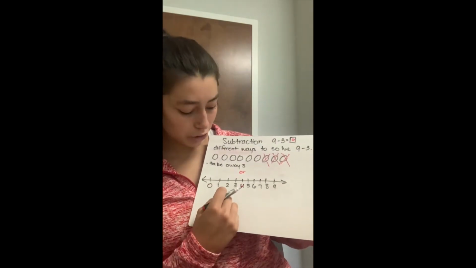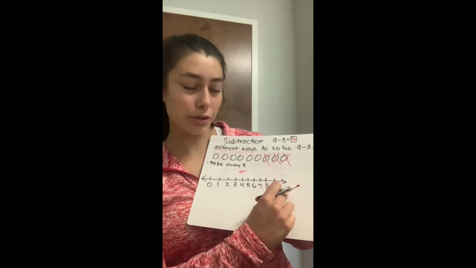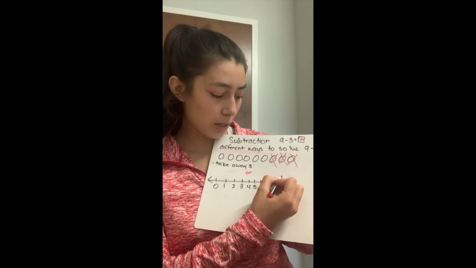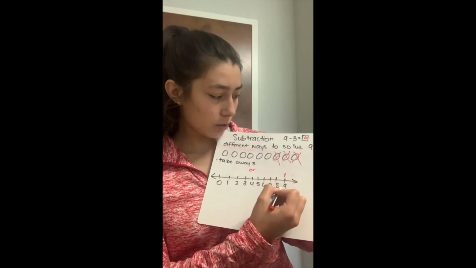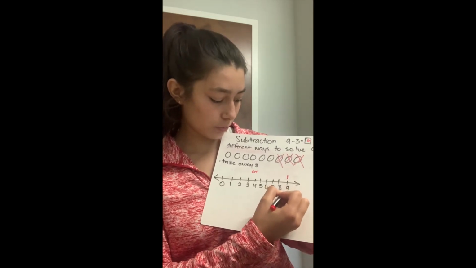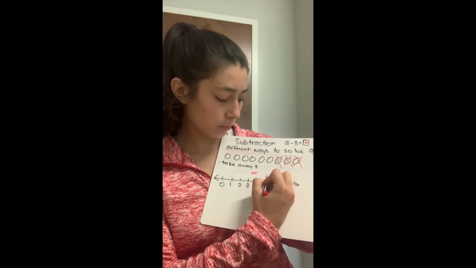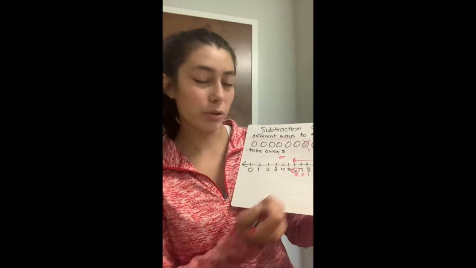And off of an integer, you have 9 numbers, and you're going to start at 9 because that's where you're subtracting from. And you're going to count 3 spots. So 1, 2, 3. I'm going to stop here, and you're going to land on the number 6, so you know that's your answer.